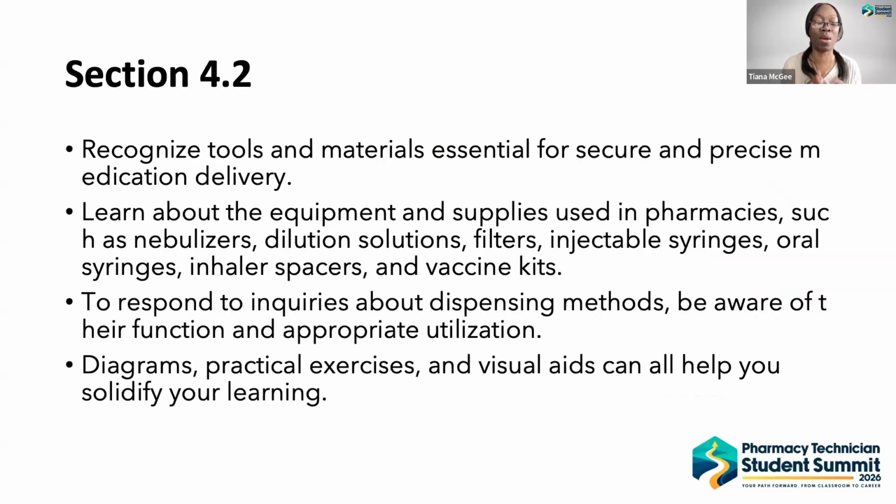This section, you'll need to recognize tools and materials essential for secure and precise medication delivery. You need to learn about the equipment, be familiar with the equipment and the supplies that you have in your pharmacy, like a nebulizer. If you have a nebulizer within your pharmacy, grab it, look at it, read the writing on the box. Go to Google or whatever engine you like and search up nebulizers to see the different kinds they have out there.